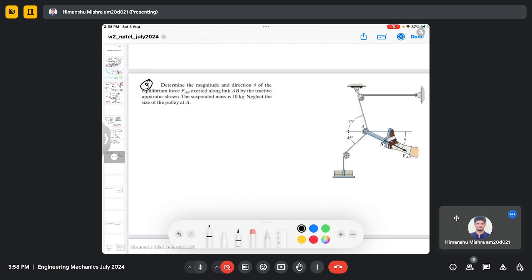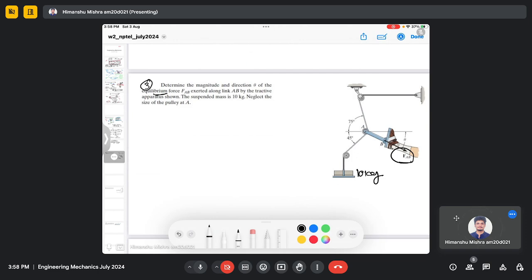So again, the concept in this problem is also similar. Here we need to determine the magnitude and direction theta of the equilibrium force AB exerted along the link AB by the traction apparatus shown. The suspended mass is 10 kg. So this is 10 kg. Neglect the size of the pulley at A. Okay, so here the concept is the same, that you need to use the equilibrium, because it's already directly given in the question that we need to find the equilibrium force AB.